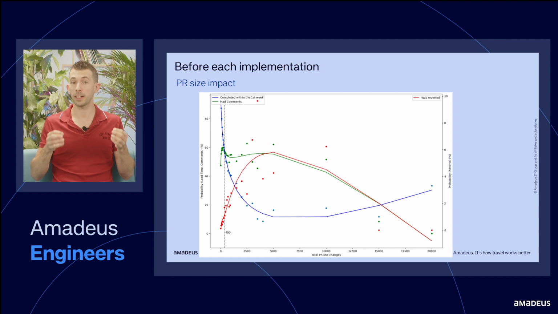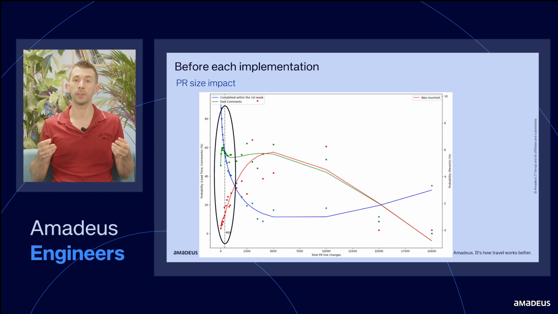Another study from the Amadeus company on 30,000 of their PRs. We will focus on the left part of this graph. In blue, we have the chances of merging the PR within the first week. In green, the amount of comments received, and in red, the chances to revert it, because it introduced a regression. What we clearly see is that small PRs are merged fast while still receiving a good amount of comments and not introducing many regressions. So keep all your PRs small and focused.